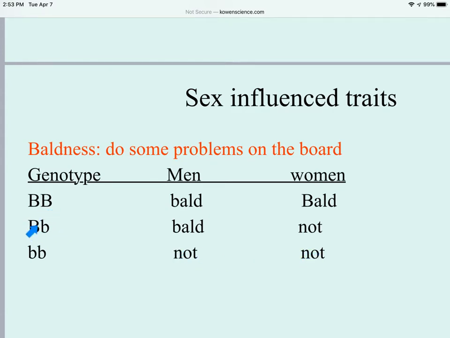It's that heterozygous right there. So if they get the big B in men, they're going to be bald. In women, they would not. So the big B is going to result in baldness in men regardless. In females, for them to be bald, they have to receive the big B from both parents. Make sure you write down this key as well.